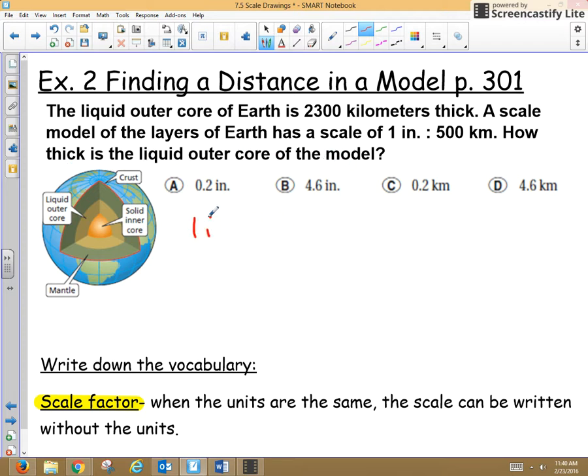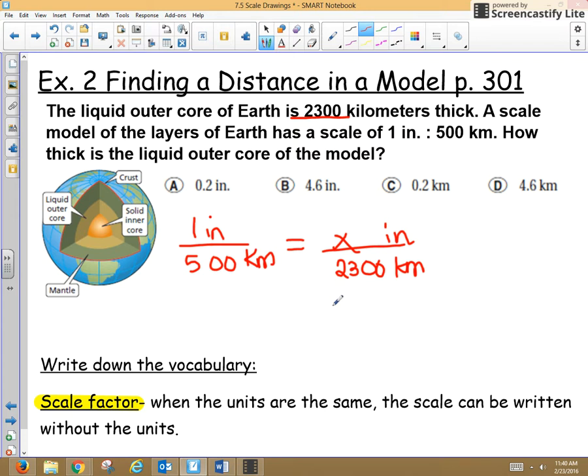So we use our scale 1 inch for every 500 kilometers. And we know the Earth is 2,300 kilometers thick. So we keep kilometers on the denominator since it's inches compared to kilometers. But we don't know how many inches this is, so you can call it X. Now to solve, you can use the cross product, or in this case, it might be easier to isolate the variable X. If it's being divided by 2,300, multiply both sides by 2,300 kilometers.